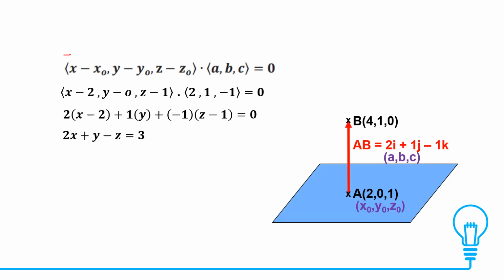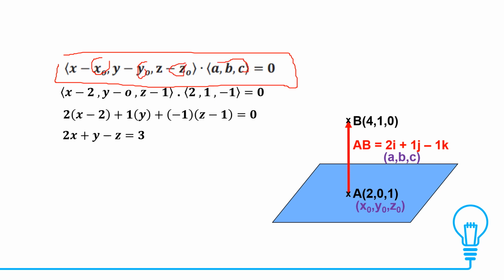The next step is we use back the equation of plane, and then we just substitute the value of x0, y0, z0, and also value of A, B, and C based on the point A that we have, and also based on vector AB. And after we substitute the value, the final answer will be 2x plus y minus z equal to 3. So this is the equation of plane for this designated plane.